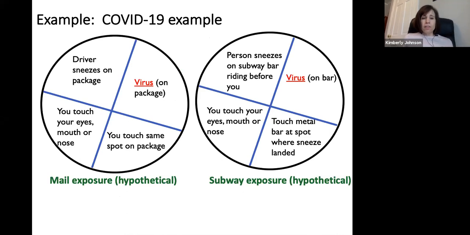So let's look at this in the COVID-19 example, and this was inspired by that Washington Post article. I'm giving 2 hypothetical exposures, mail exposure and subway exposure, and as far as I've seen, there is no good evidence to indicate that you can get COVID-19 either of these ways. So please don't go home and sanitize. Well, you should sanitize your mail maybe, but don't overreact.